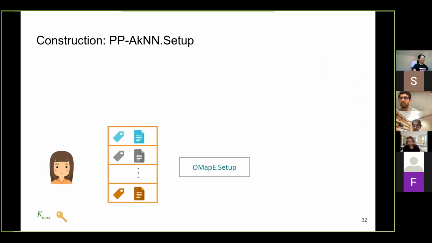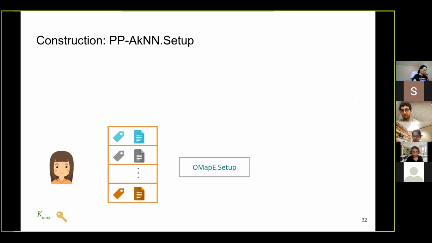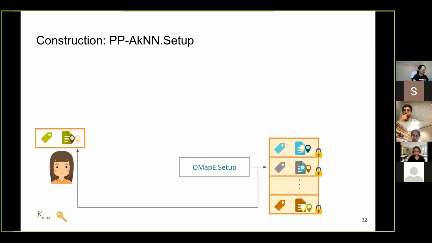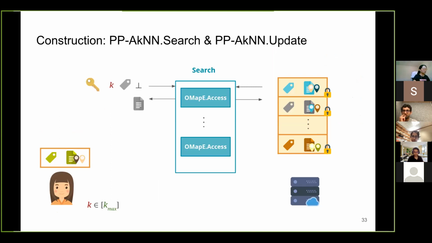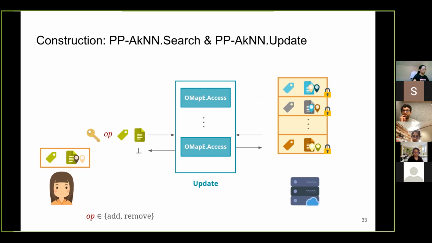And it will then run the OMAP setup on the lookup map, and keeps the root node on her local storage and the rest of the encrypted data structures on the server. As for the search and update, it will run the OMAP access as a subroutine. And the update will work similarly, just run the OMAP access as a subroutine.